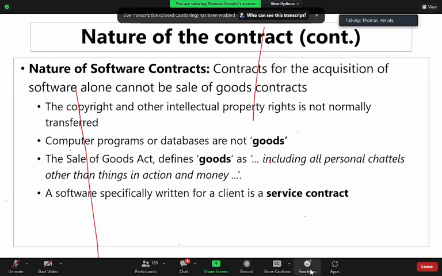So the only condition is as far as paper manuals or some magnetic media or packaging are concerned. We might have what we refer to as a collateral sale of goods contract when it comes to some sort of service. So software specifically written for a client is a service contract.